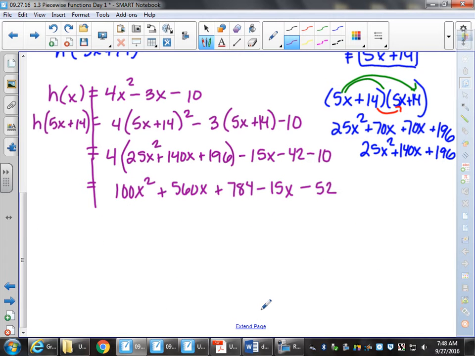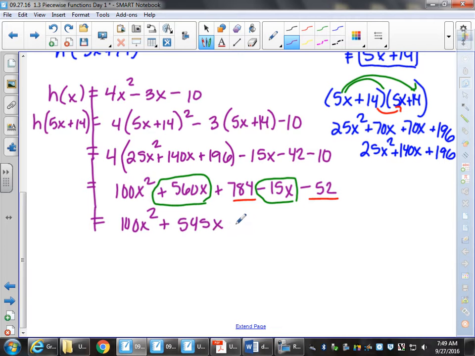Awesome. And now we just need to combine like terms. Where do we have like terms? Yep, and when you box like terms, make sure we include the sign in the box. Very good. So when I combine these like terms, we get 100x squared plus 545x. That's it.